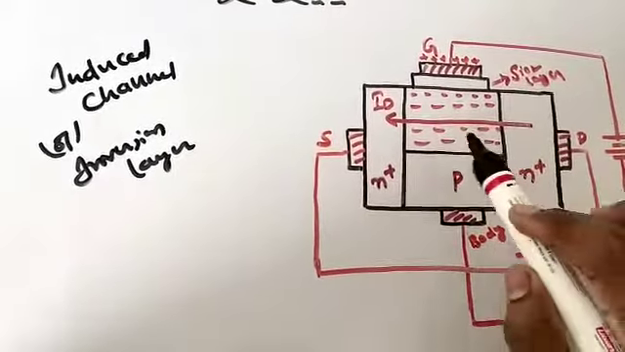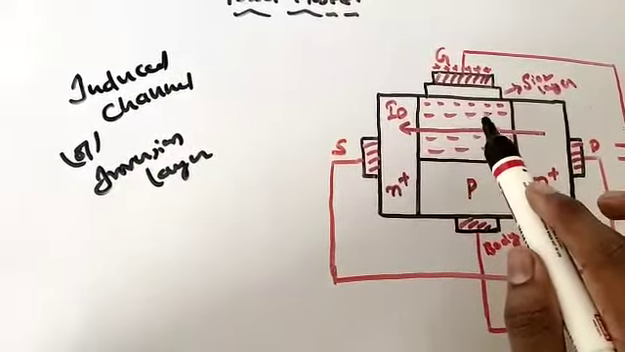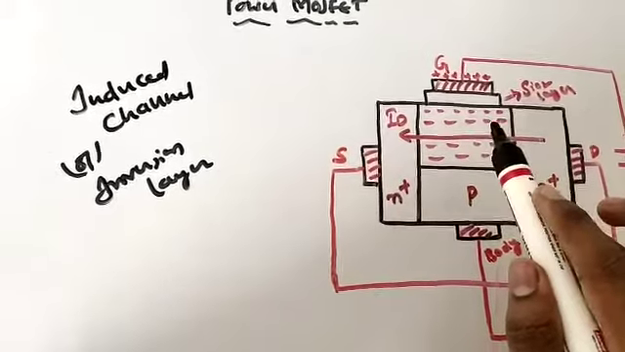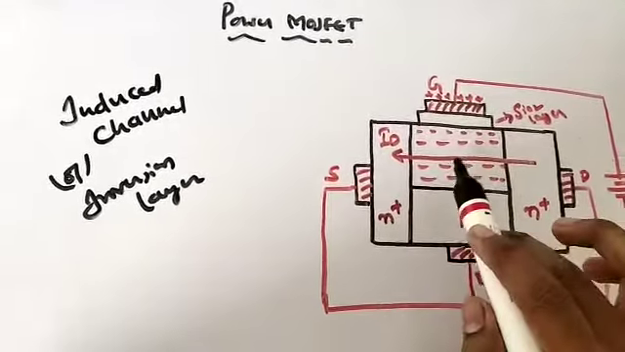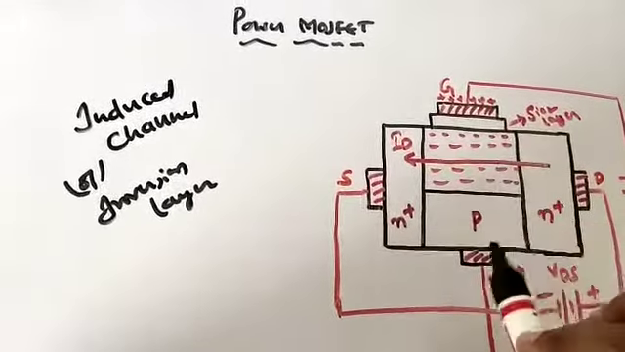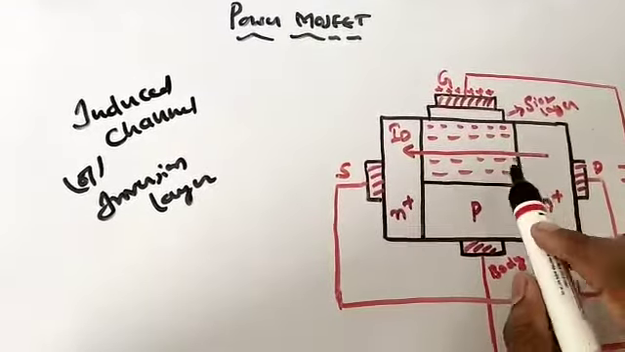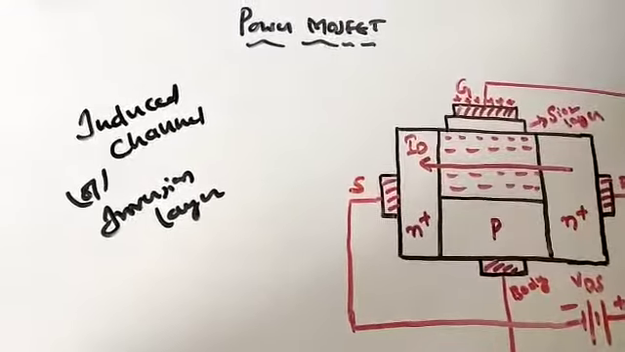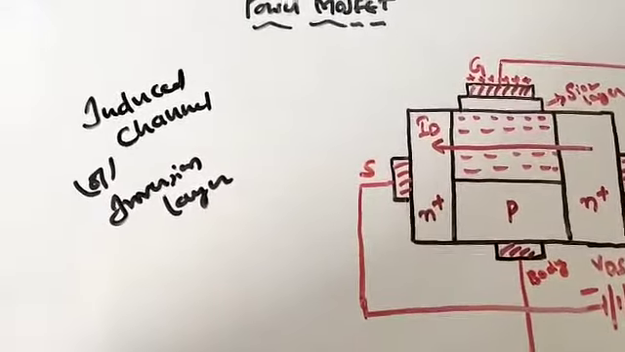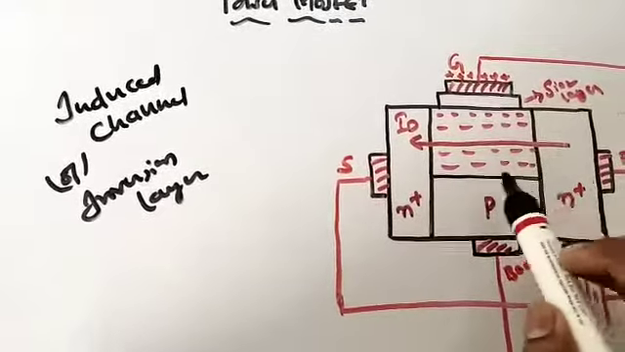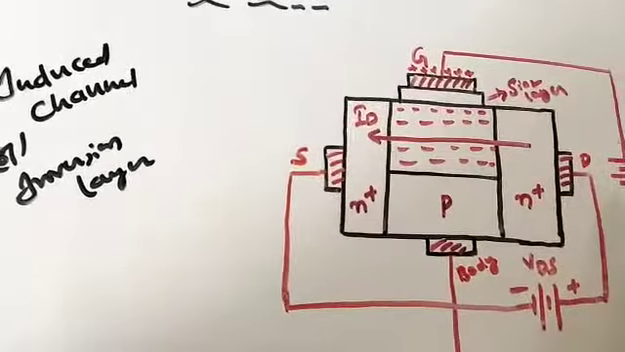If there is no induced channel, whatever the channel we created with the help of this VGS, if there is no such channel, then what is going to happen? Then there will be a depletion region in between both N plus layers, and hence it does not allow any kind of drain current to flow. Hence for the flow of drain current, definitely there should be the induced channel, and for the creation of the induced channel, there should be what?